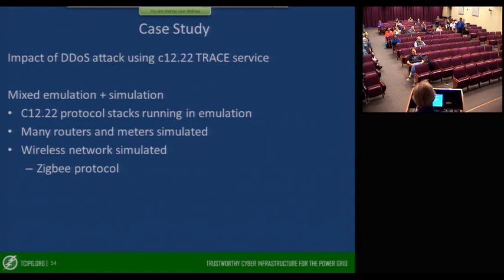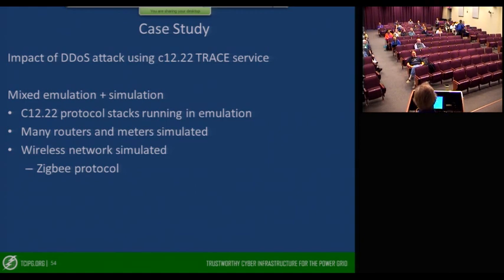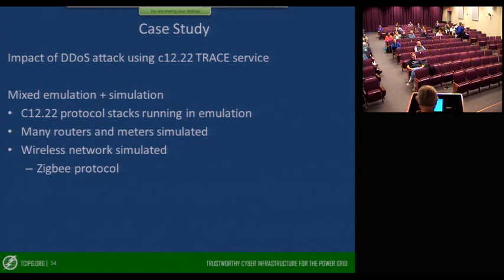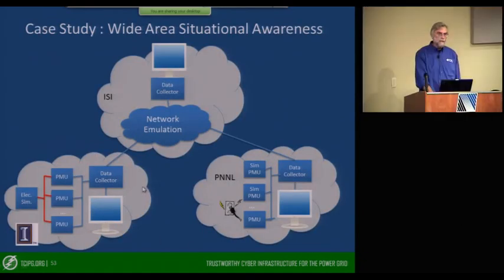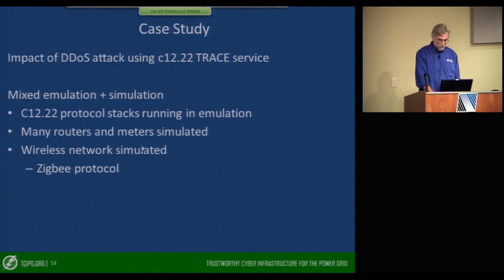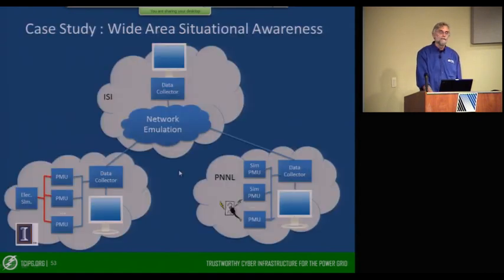My question was, can you give us the different locations when you talk about Illinois, PNNL, ISI? Oh, yeah. So Illinois is, look outside. ISI is in Los Angeles, California, and PNNL is in Washington State. Okay? So these network links are going over wide area networks.